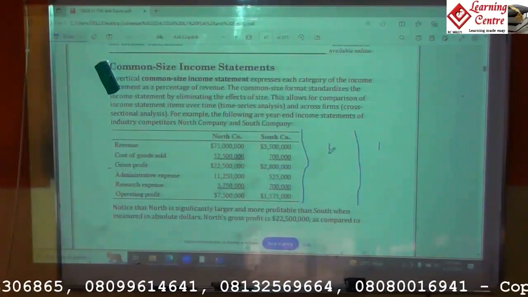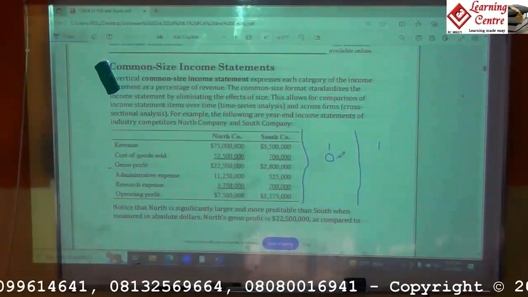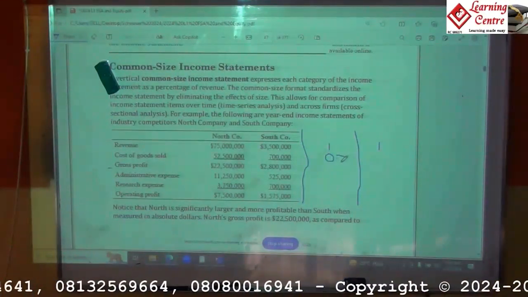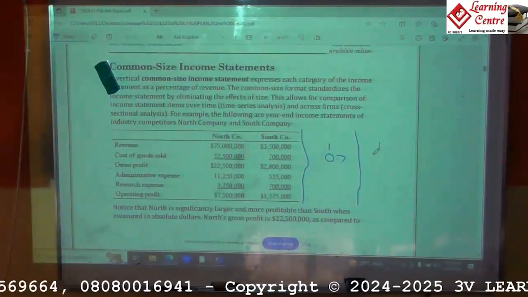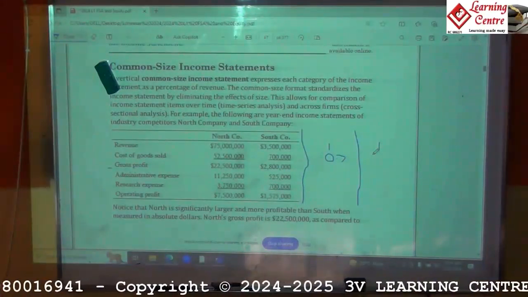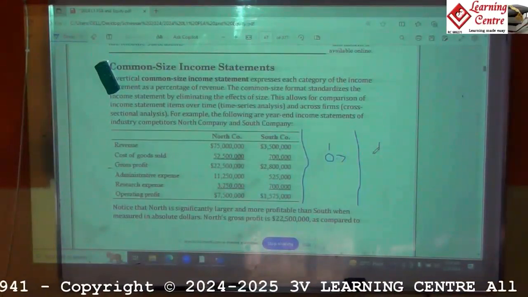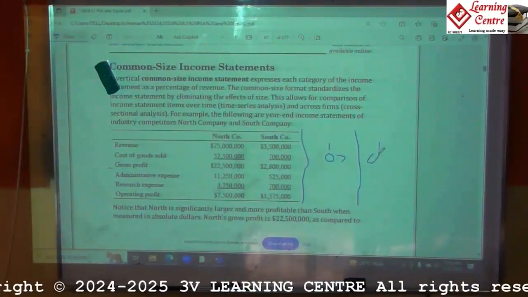Zero point seven. While the other one was South Pole. So we divide it line item by revenue. So 700 divided by 35 is what? 700 divided by 0 point.